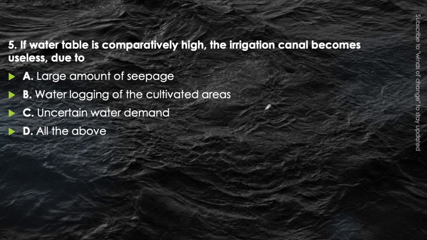Next question. If the water table is comparatively high, the irrigation canal becomes useless due to large amount of seepage, waterlogging in the cultivated areas, uncertain water demand, or all of the above.